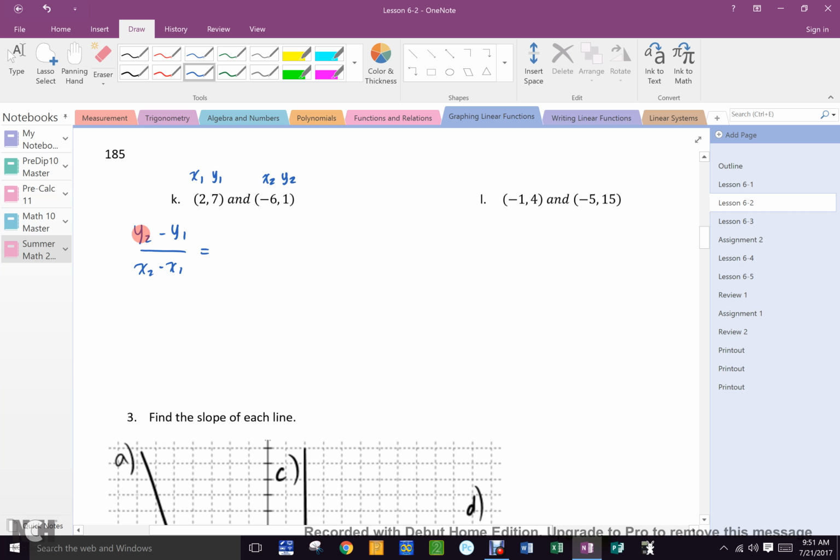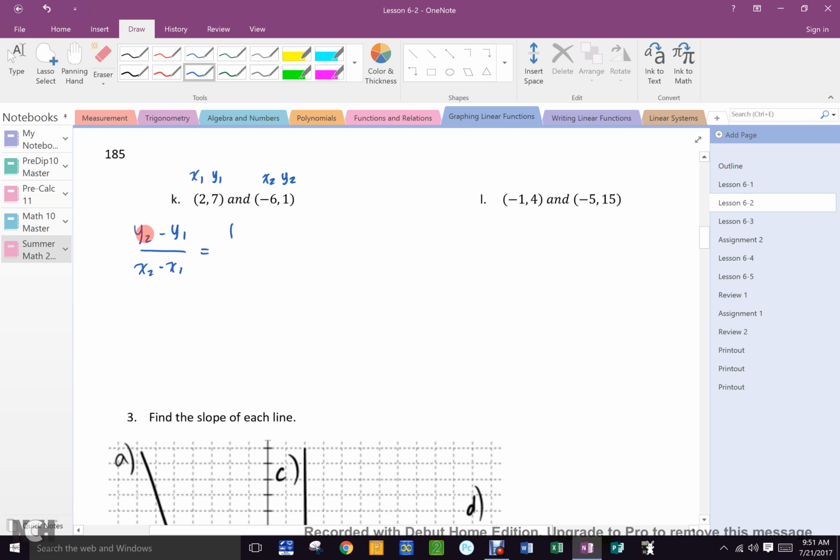What is y2? 1. The way I wrote it. Do you have to write it this way? Who chooses which is x2 and x1? You choose it. I always make it the second one so I don't have to think about it. y2 is the second one that I see. So y2 minus y1. What is y1?